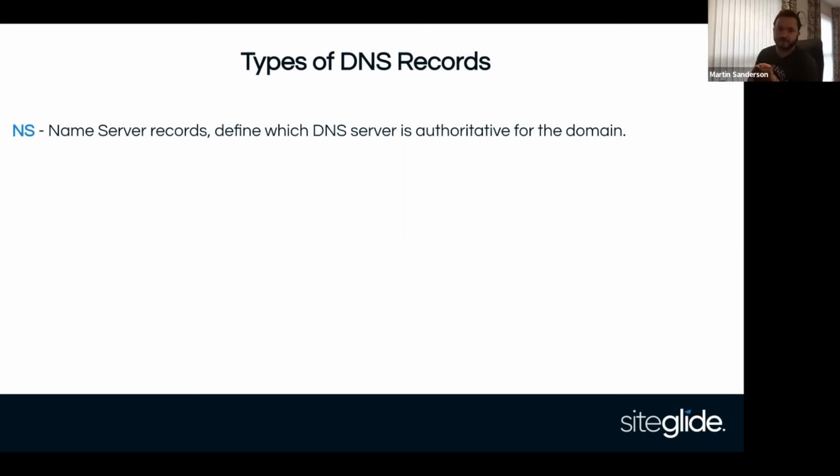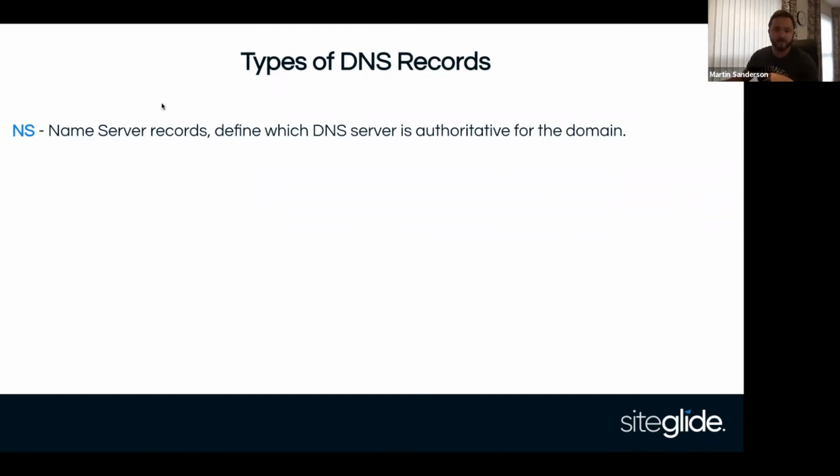The first is NS, so name server records. These are probably one of the ones that are most familiar for you guys, and they define effectively which server is the authority for the domain. As we looked at in the diagram just there, that tells the browser and the registrar and the servers where to look to find the address for the domain.